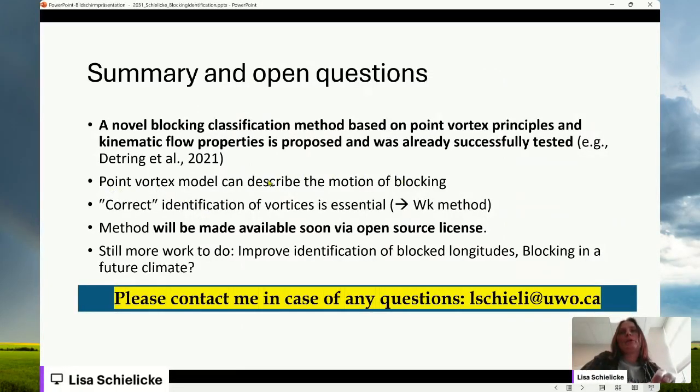The point vortex model has also been proven as a good model to describe these large-scale synoptic weather patterns. And what's really important is to identify the vortices correctly, because this correct identification will give you the correct circulation of the vortex. I will make this method available soon via open source licenses. If you have questions, please contact me.